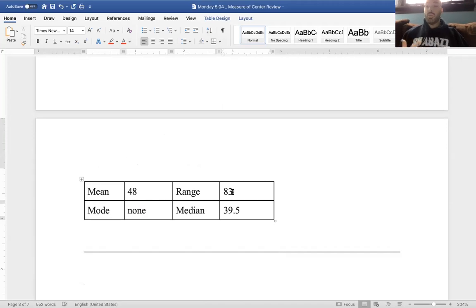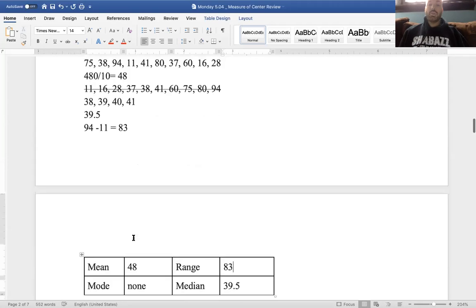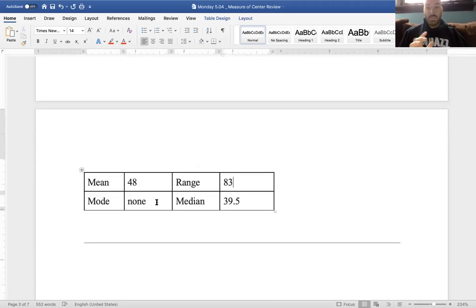Now, again, it doesn't matter what order you go in, but make sure that when you're finding the mean, you're putting it in the box for mean, and it's going to be a different spot every time. So you've got to be careful with it.